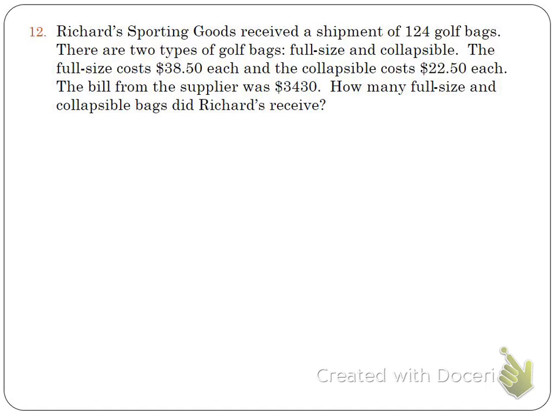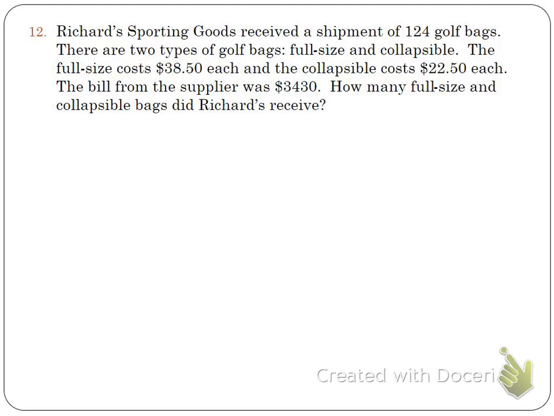Another situation here. Richard Sporting Goods received a shipment of 124 golf bags. There are two types of golf bags, full-size and collapsible, and we've got the cost of each one. Now, we know that there are 124 total golf bags, and the bill from the supplier was $3,430. So how many full-size bags and how many collapsible bags did Richard Sporting Goods receive?